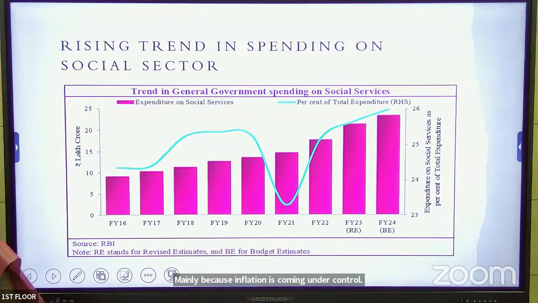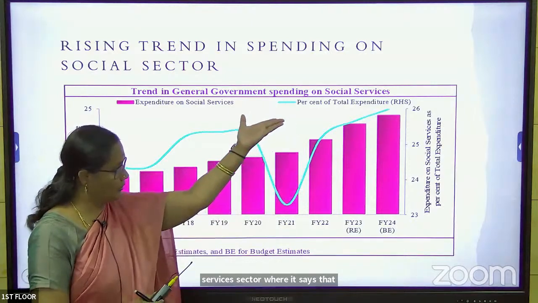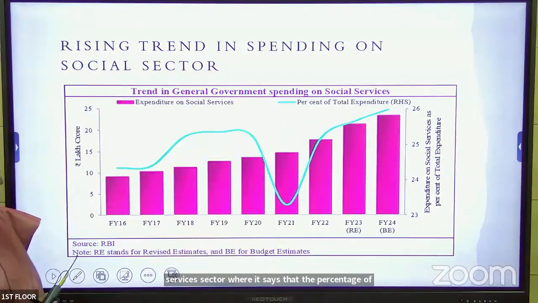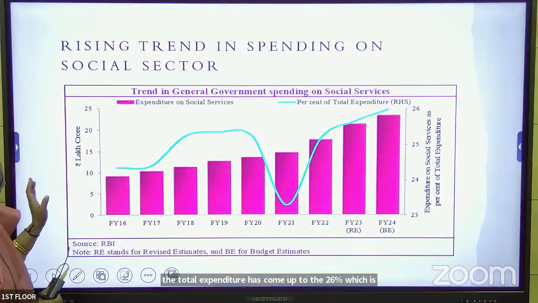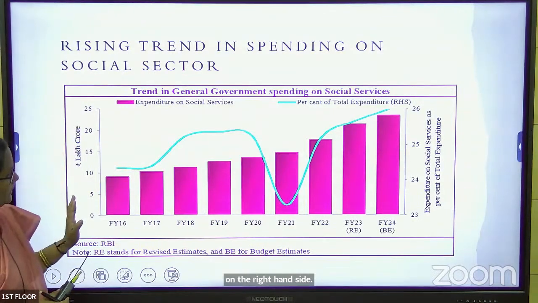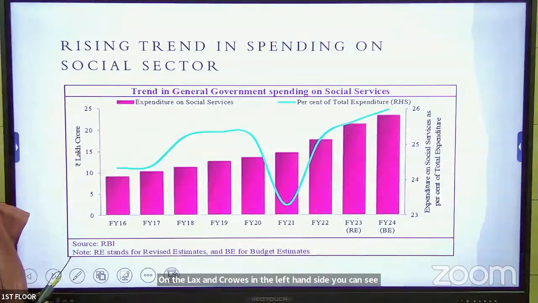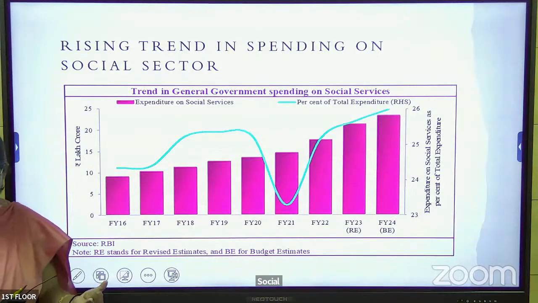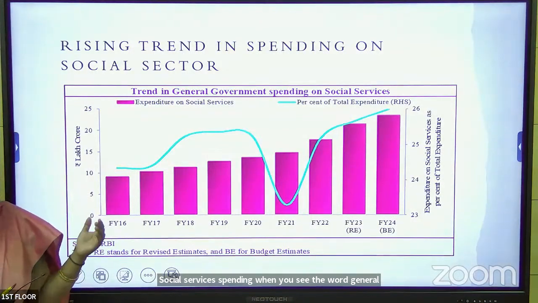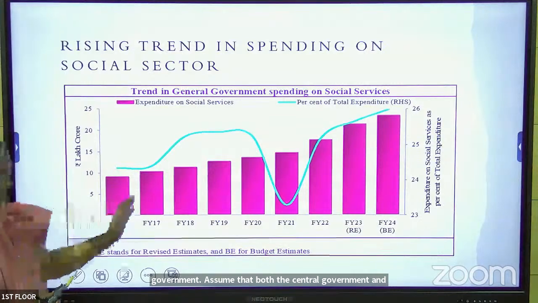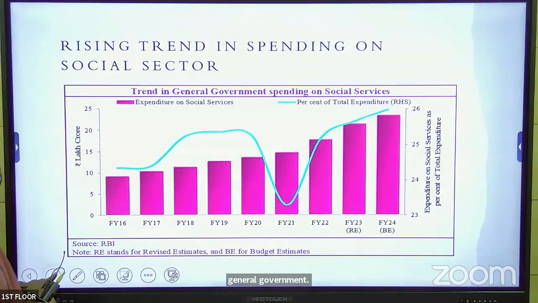The government also wants to talk about the social services sector, where it says the percentage of the total expenditure has come up to 26%, which is on the right hand side, and lakhs and crores on the left hand side. You can see that consistently there is an increase in social services spending. When you see the word general government, assume that both the central government and the state governments are put together in the word general government. So you are seeing that it is increasing.